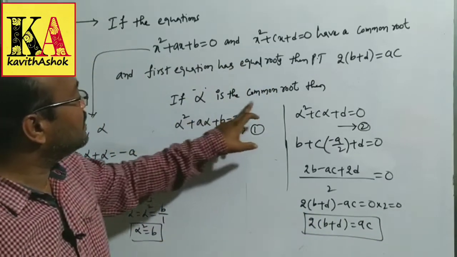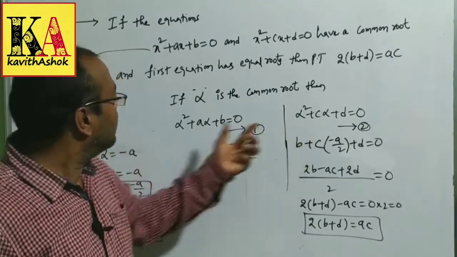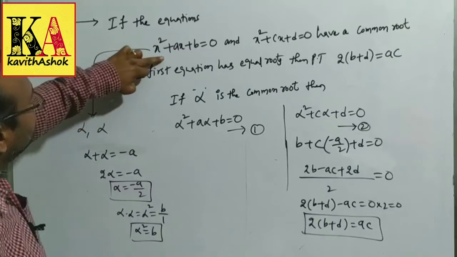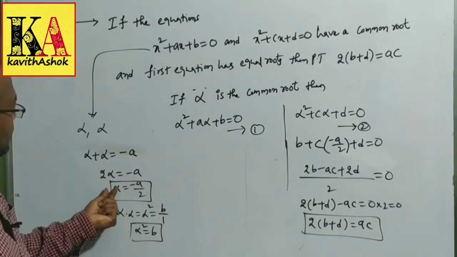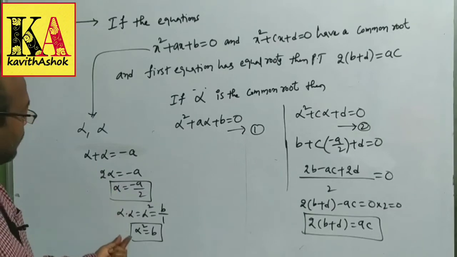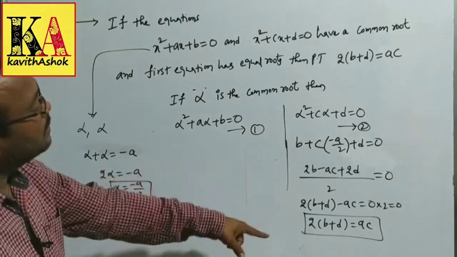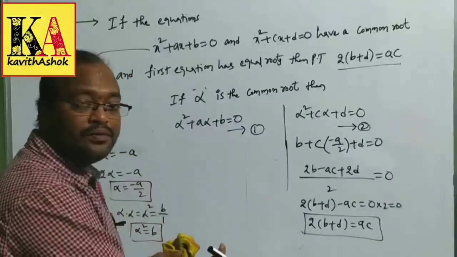So alpha is the common root, then substitute alpha in both of the equations. Along with that, what it says here? Alpha comma alpha are the roots. Why? Because it has equal roots. From this, the sum of the roots will be this one, the product of the roots will be this one. Substitute these two values in equation number 2, then automatically we can get the answer. Without using the simplification also, we can get the answer.